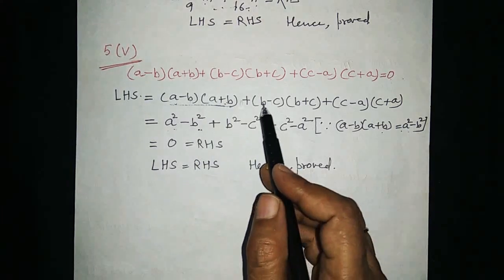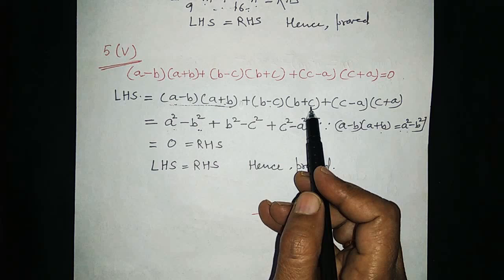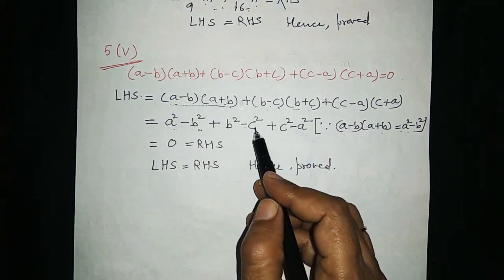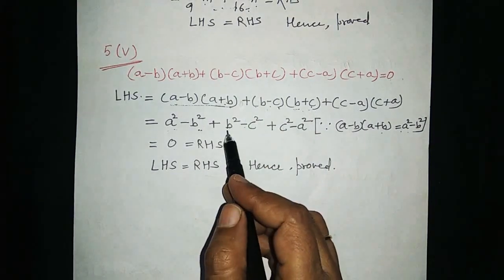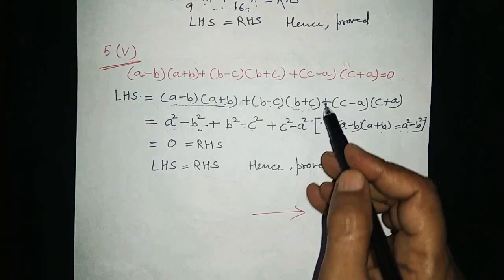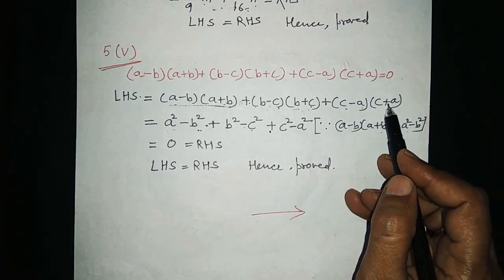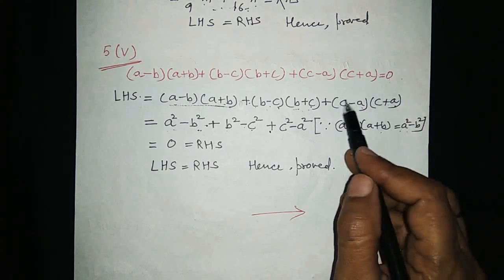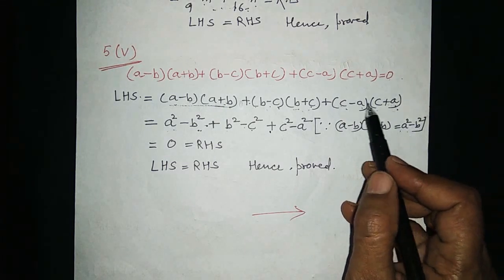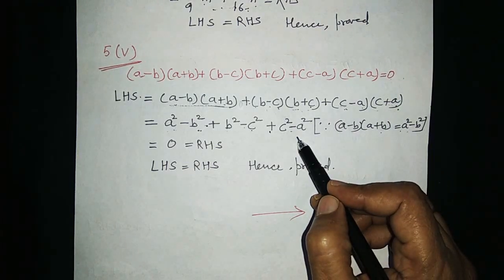Like this, if B minus C into B plus C is there, so what can you write? B square minus C square. But before this B square minus C square, you will put this plus sign here. Now C minus A into C plus A, it is also like this identity. So what can we write here? Here we can write C square minus A square.